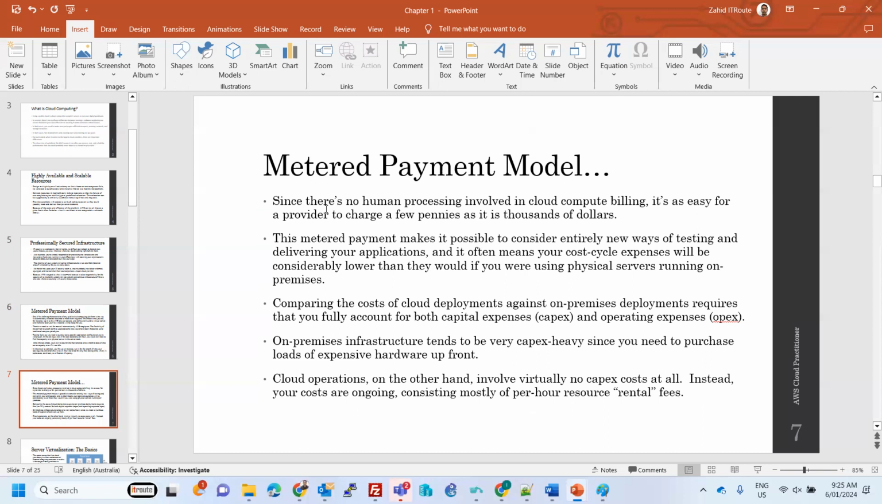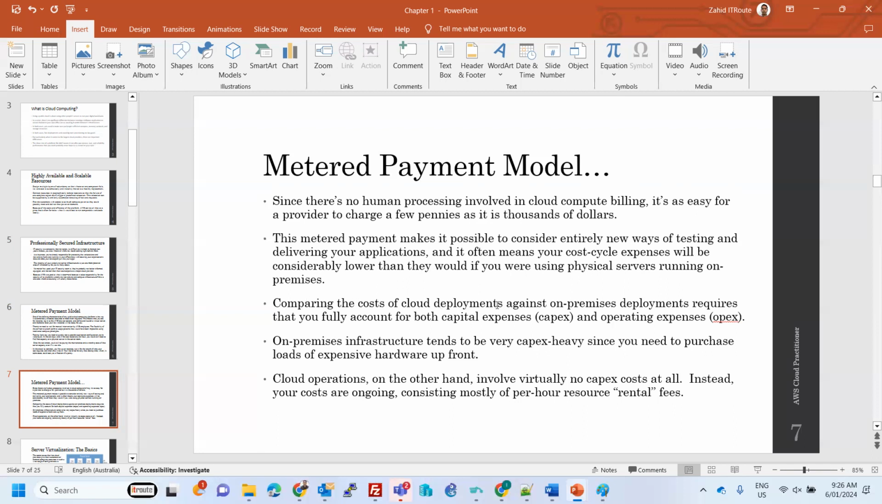So basically, since there is no human processing involved in the cloud compute billing, it is as easy to charge a few pennies as it is thousands of dollars. This metered payment makes it possible to consider entirely new ways of testing and delivering your applications. And it often means your costs will be considerably lower than they would be if you were using physical servers running on premises.